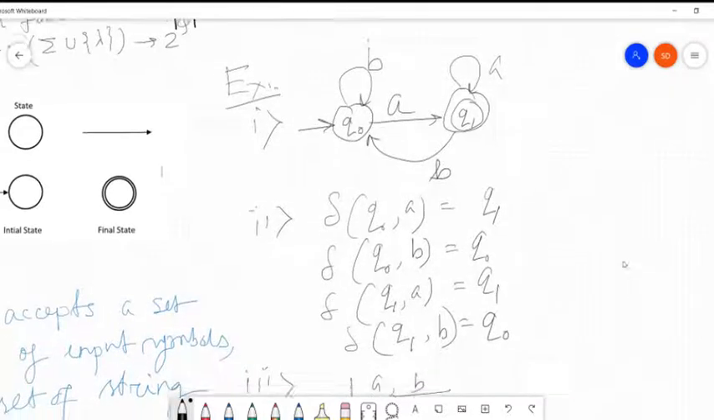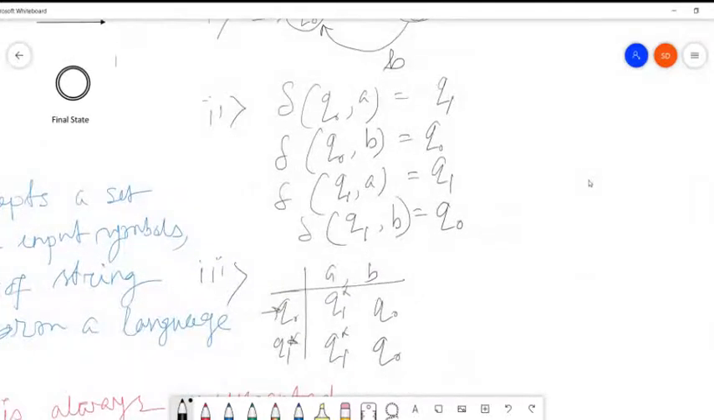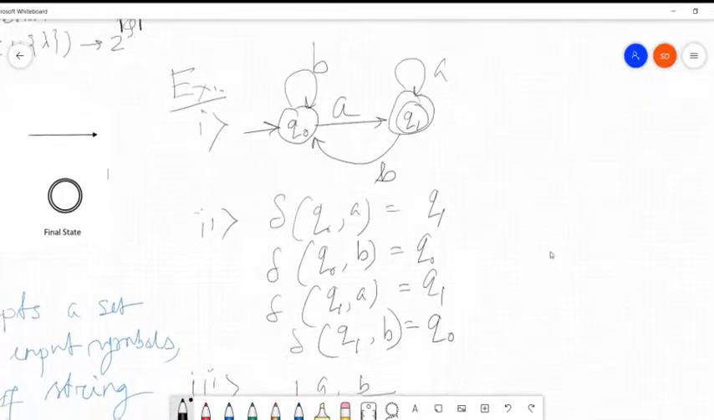The second process is to use the transition function. The delta is our transition function, where we use the first parameter, the current state, and then the input symbol. So from the current state, taking input symbol A, it goes to Q1. You can verify it from the transition diagram. Then the next transition for the input symbol B is from current state Q0, taking B, it goes to Q0.